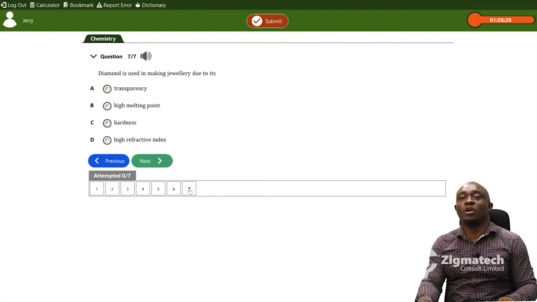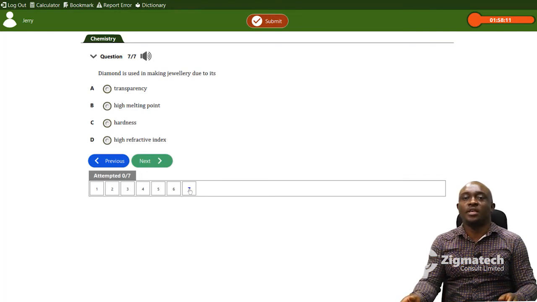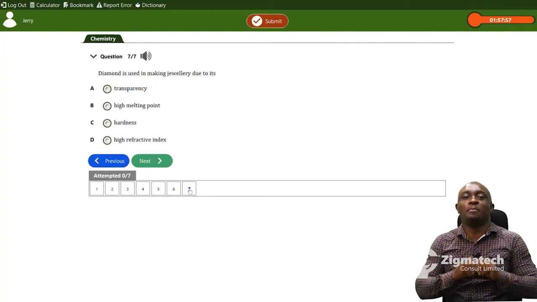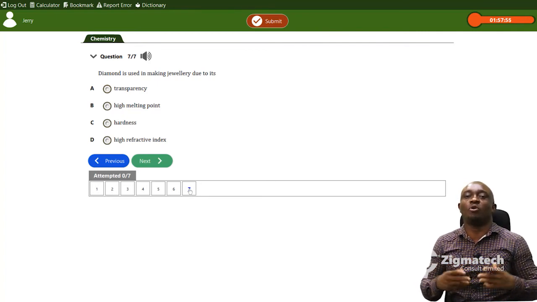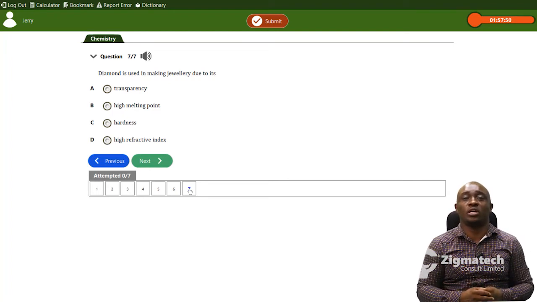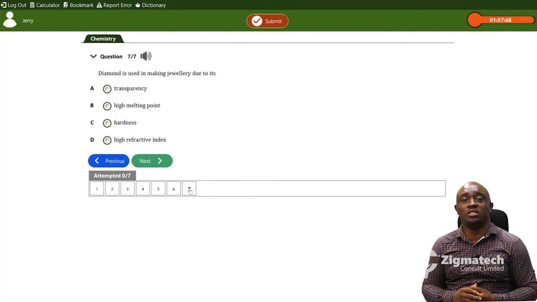Then finally, I want to take you through question 7 that says diamond is used in making jewelries due to its what? Give us reason. Is it because it's transparent? Is it because it has higher melting point? This reason cannot be enough. Is it because it is the hardest substance? Must we use hard things to make jewelries? No, but because it has higher refractive index. It can glitter and make the jewelries you're wearing, or whatever you're wearing, beautiful and attractive to people that are looking at it. On this, we end this lesson.